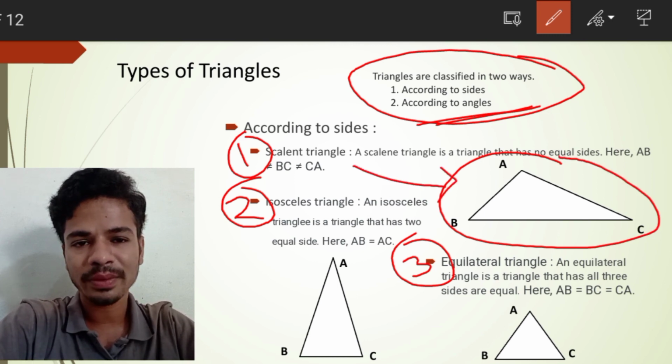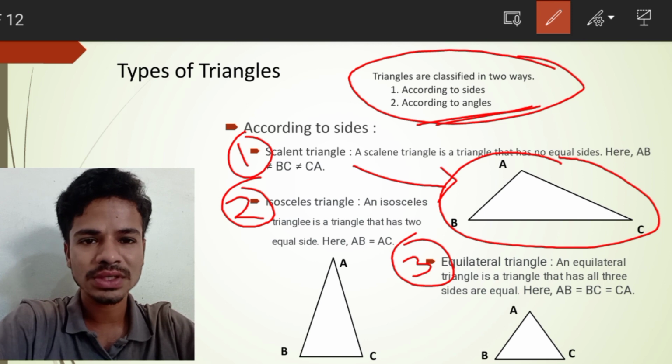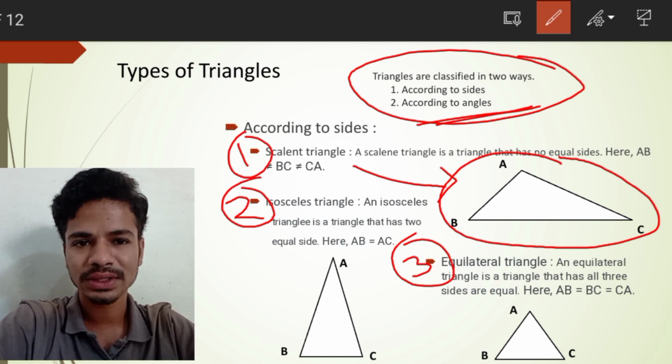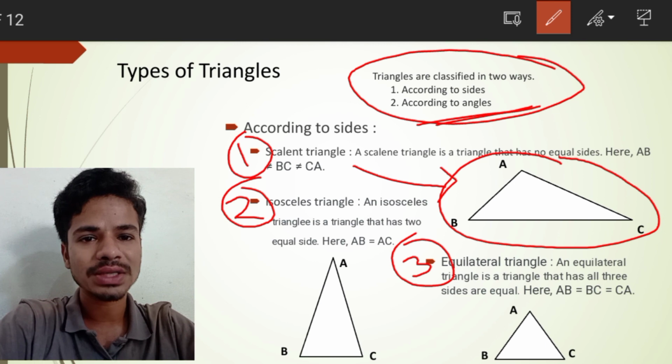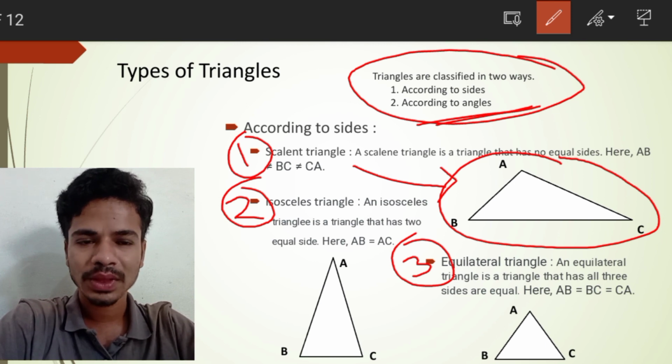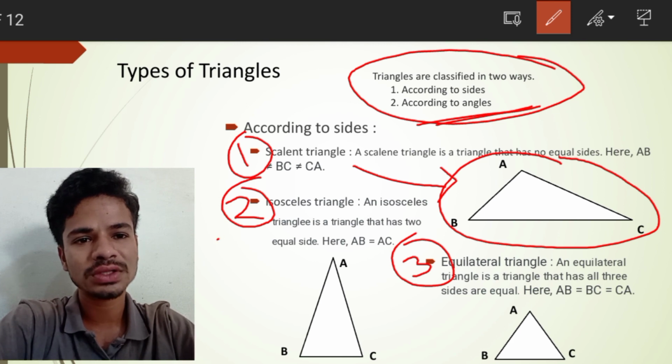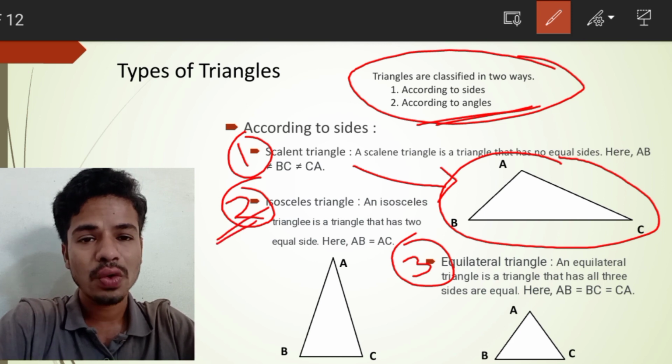Here the length of AB is not equal to the length of BC, and it's not equal to the length of AC. Here all the sides are different. So this one is a scalene triangle. Now the second one is the isosceles triangle. What do we mean by an isosceles triangle? An isosceles triangle is a triangle that has 2 equal sides.